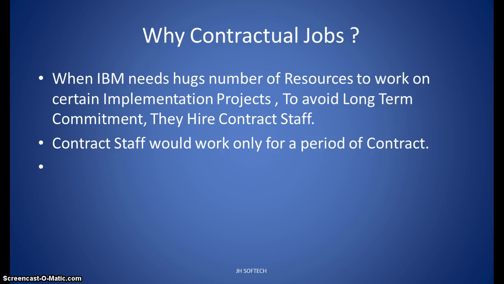When IBM needs a huge number of resources to work on certain implementation projects, to avoid long-term commitment, they hire contract staff. What I mean by that is, for example, if the company IBM needs 100 consultants to work on a particular new project, after the project, there might be work, there might not be work. So to reduce the uncertainty of keeping a lot of people on the bench, and to avoid huge amounts of investment, they hire people on a temporary basis, till the project completes.